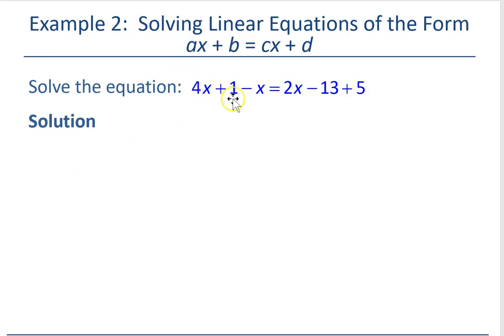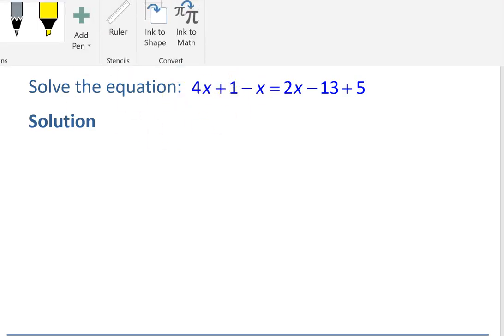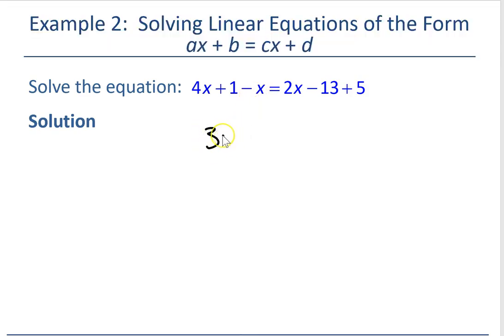Okay, let's try this one out for ourselves. Notice we've got 4x plus 1 minus x equals 2x minus 13 plus 5. First things first, combine like terms. Let's combine as we go along. I've got 4 minus 1. Remember, there's a 1 in front of there. So 4 minus 1 is going to be 3x, and I'm going to have this plus 1 here, all equal to what? Well, I've got 2x minus 13 plus 5.